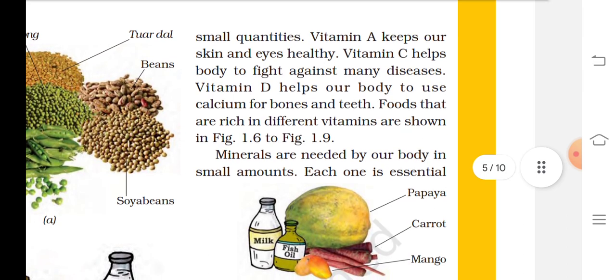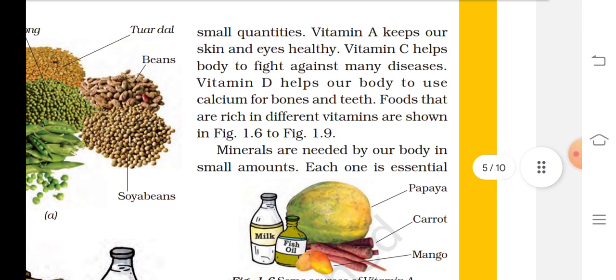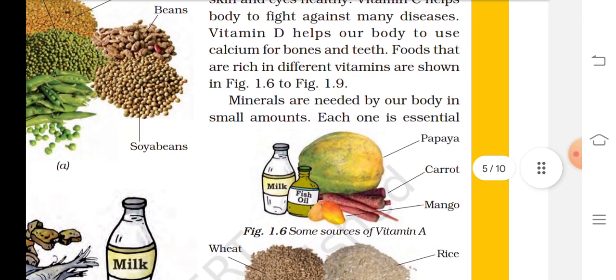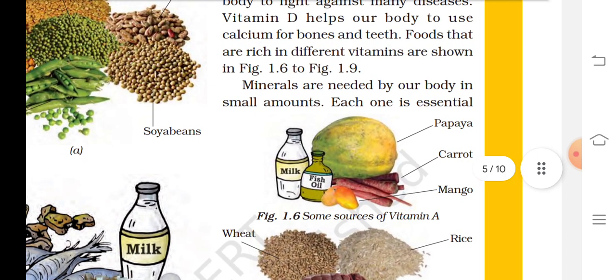In small quantities, vitamin A keeps our skin and eyes healthy. Vitamin C helps the body to fight against many diseases. Vitamin D helps our body to use calcium for the bones and teeth. Foods that are rich in different vitamins are shown in figure 1.6.